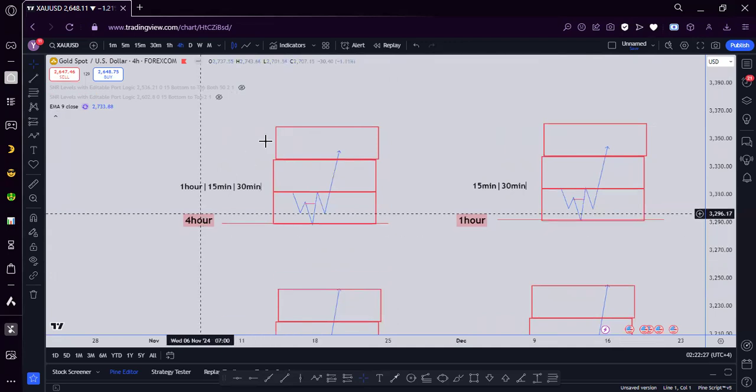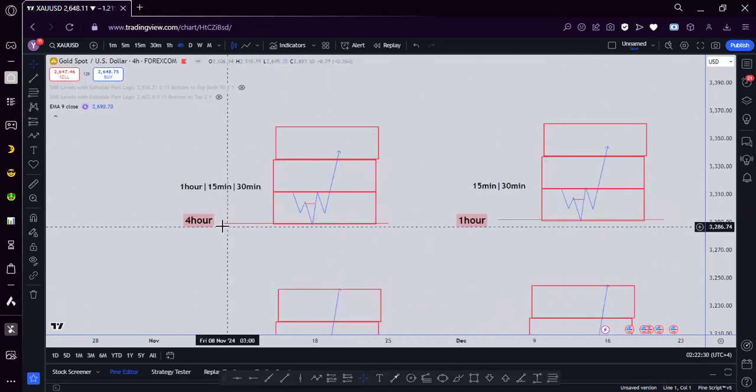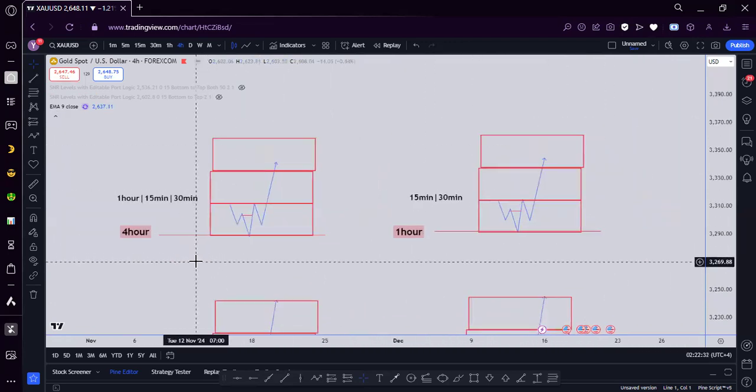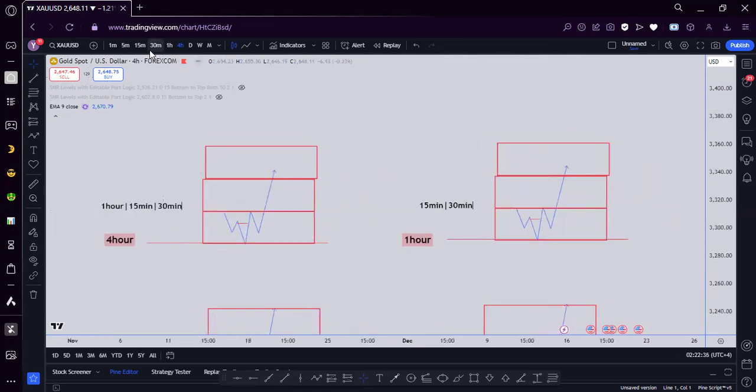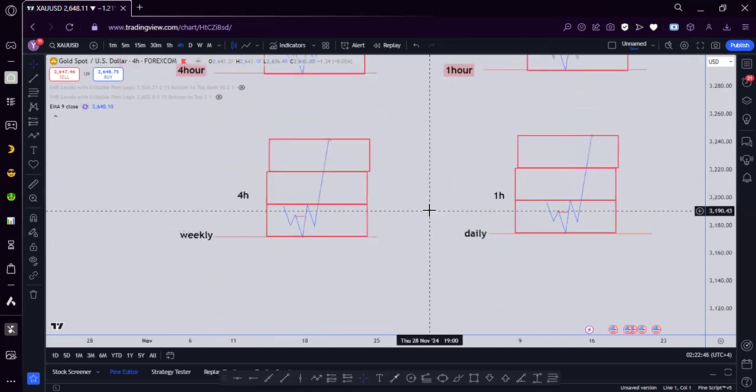I will show you why you should use the mini classic storylines for your entries based on the lower time frames. We use the 5-minute and the 1-minute only for the confirmations. All right, let's get started.